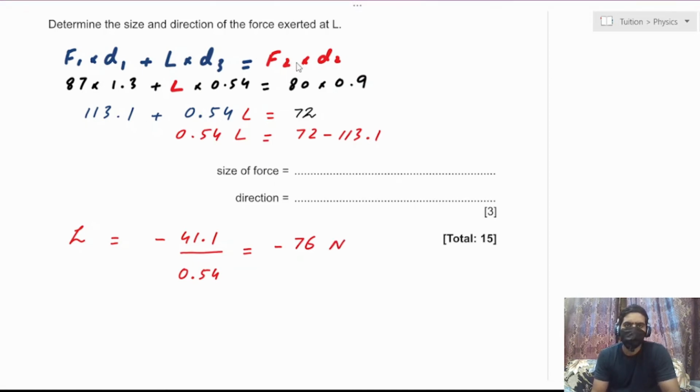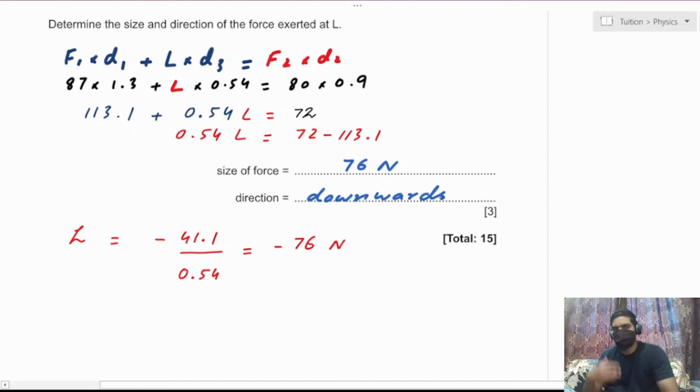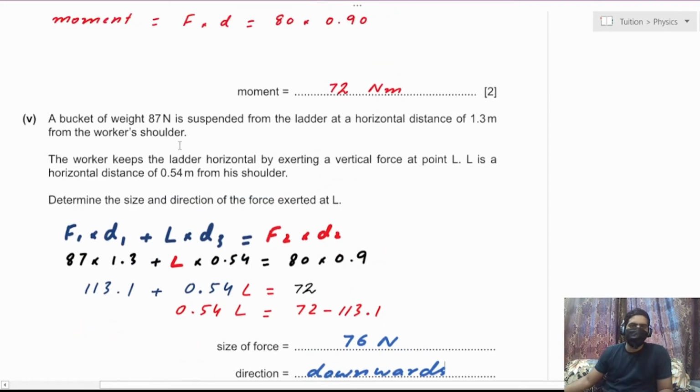So the size of the force is obviously nothing different. The size of force would still be 76 newton, and the direction of force would now be downward because we assumed that the direction of force would be upward. We applied the principle of moment that way, considering the force is upward, but now our answer is with the negative sign. So that means the direction of force that we initially assumed is opposite to the actual direction. Initially we assumed it upward, the answer is with the negative sign. That means the actual force is downward. So that was question number 1.